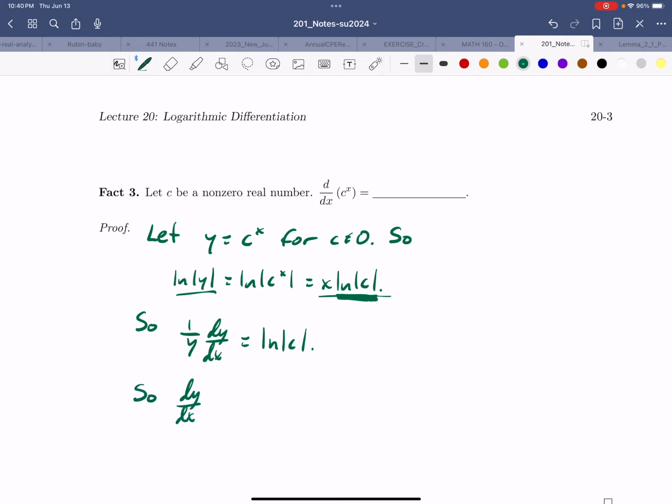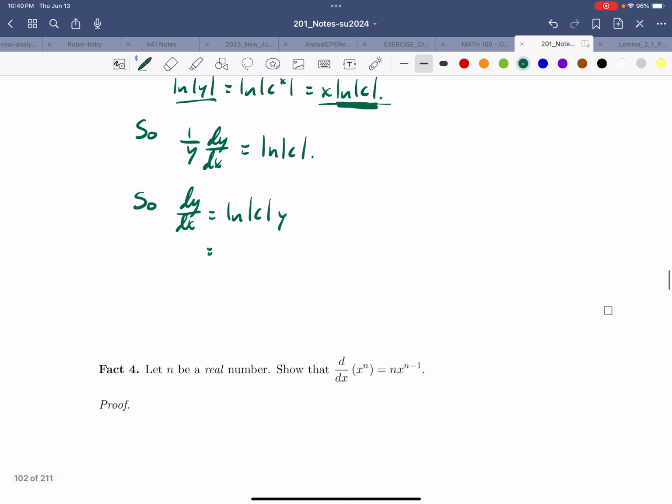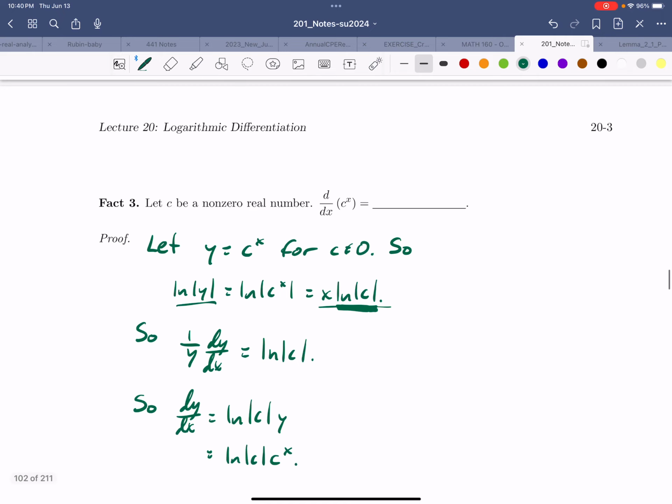So dy over dx, this derivative we were looking for, is ln of c times y, or ln of the absolute value of c times c to the x. So the derivative of c to the x equals ln of the absolute value of c times c to the x. Maybe I'll just, to be clear, I'll do times c to the x. Right? That's what you get.